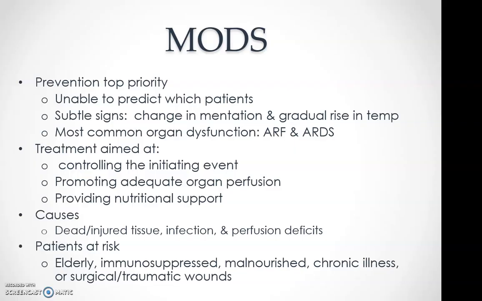Prevention is our top priority. We need to be able to pick out which patients are most susceptible to it. Most common organ dysfunction is renal failure and ARDS. Subtle signs can be a change in mentation or a gradual rise in temperature. We need to control the initiating event, promote adequate organ perfusion, provide nutritional support. Our patients that are most at risk are elderly, immunosuppressed, malnourished, those with chronic illness, and those with surgical or traumatic wounds.